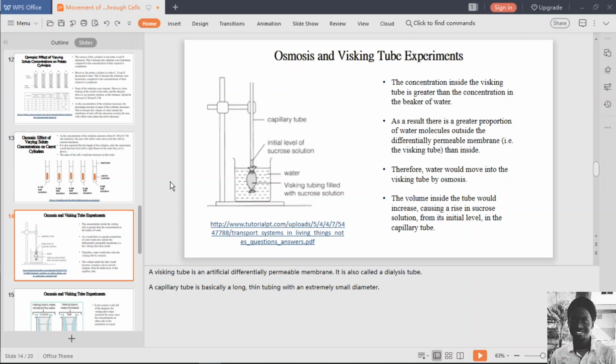From highest to lowest. Good. So highest water concentration to lowest water concentration, okay? That is where water would move, in that direction, okay?